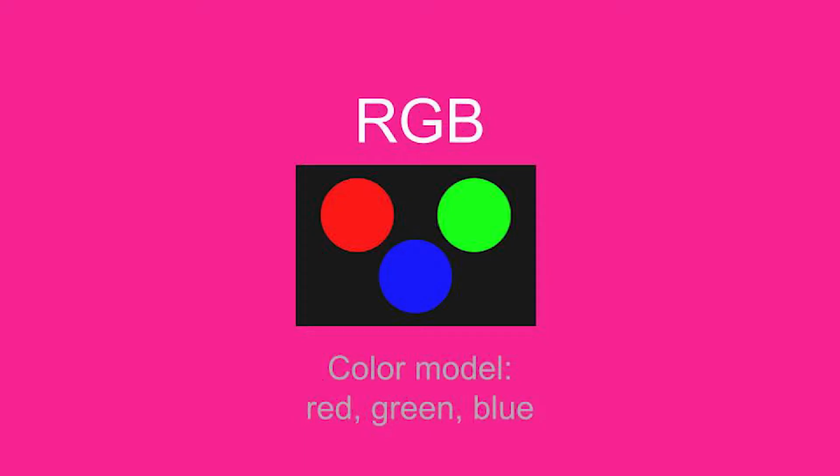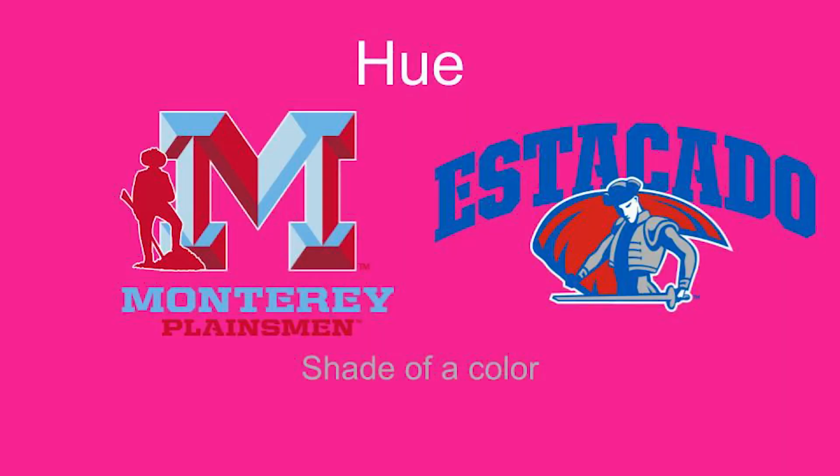RGB is an abbreviation for red, green, and blue, the most common color model in video. Hue is the shade of a color. Think about Monterey and Estacado. Both have blue as one of their primary colors, but they are very different hues or shades of blue.